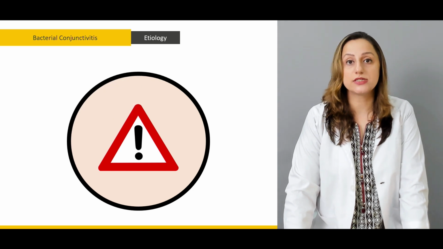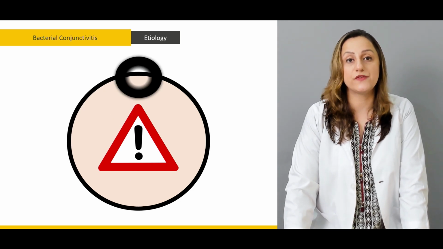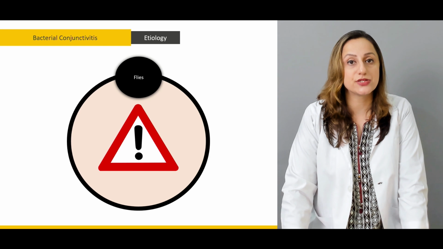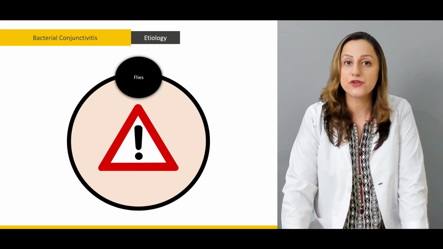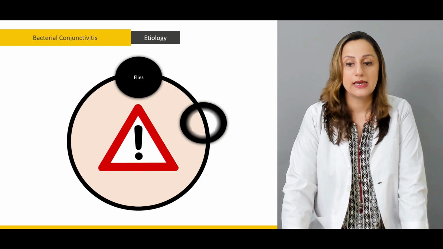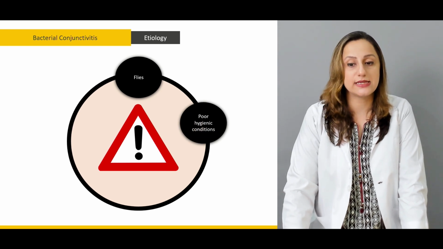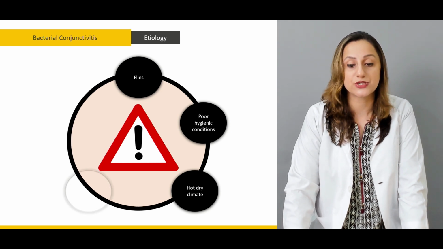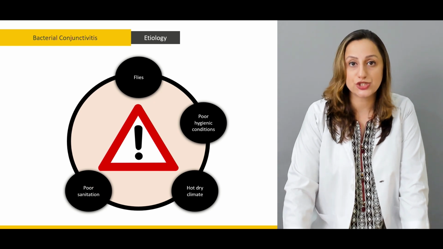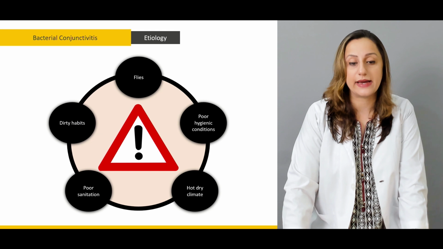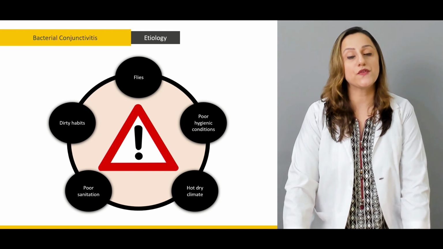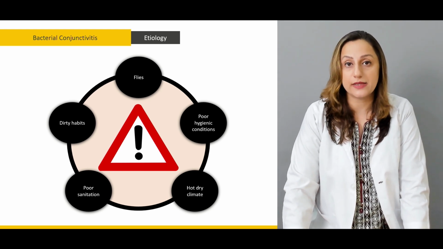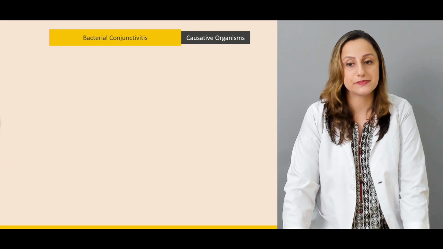The etiology, or the causative factors responsible for the development of bacterial conjunctivitis, include flies, which can act as vectors of transmission from an infectious material to the eye of the individual. Then we can have poor hygienic conditions that are responsible for the development of this infectious state. The hot, dry climate is sometimes responsible. We have poor sanitation or poor hygiene followed by the person, the dirty habits. All of these can be causative factors for the development of bacterial conjunctivitis in a person.